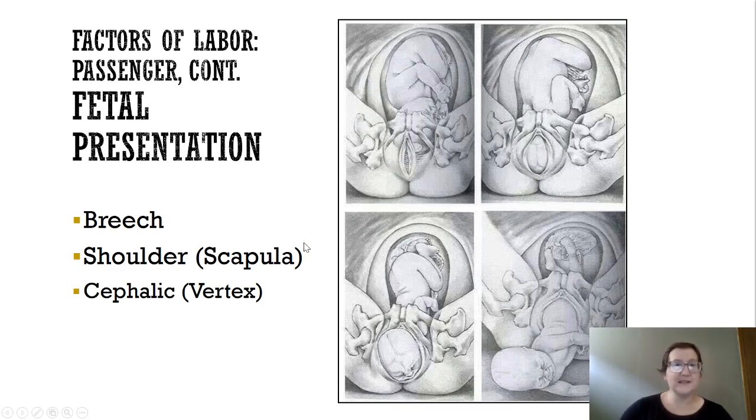So there are three main types. We can have a breech presentation, a shoulder presentation, or a cephalic presentation, which is called vertex. Cephalic, head, vertex. Remember that vertex is that space between those two fontanelles, and that's where we want to go. Cephalic is going to be about 96% of all deliveries. Breech is about 3%, and that's the buttocks first, and the shoulder is actually 1%. Usually those babies flip.